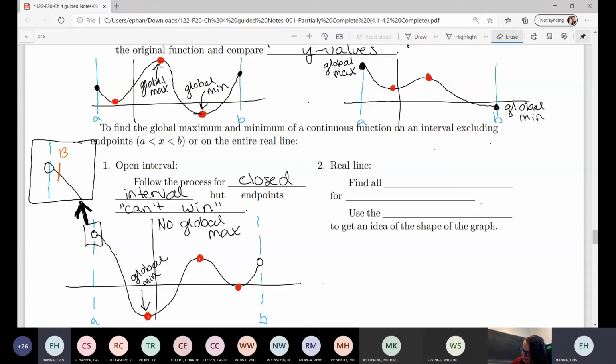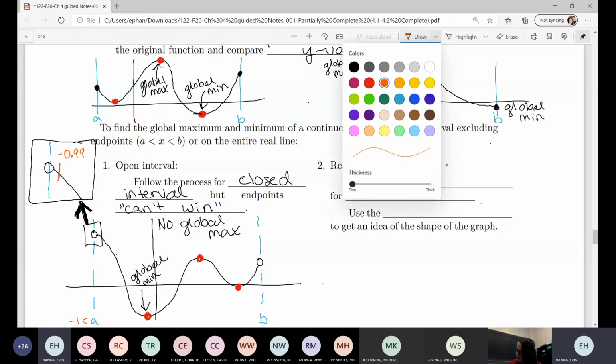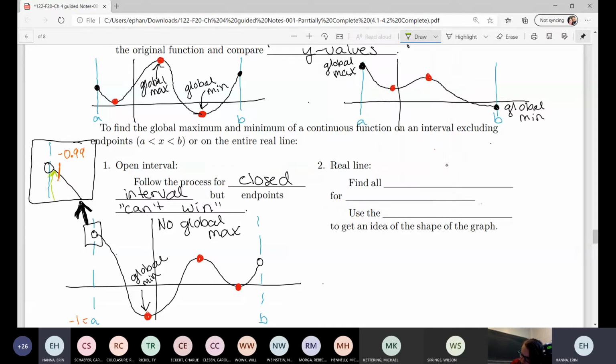Hold on, give me one second. Let me say that I let a be -1 for the sake of allowing me to say what I want to say now. Say, well, why don't you just make the global max at -0.99? Well, no matter what value you give me to make the global max at, I can always find another point that's closer to the endpoint that would be higher than that value that you gave me. And we can do that infinitely many times.